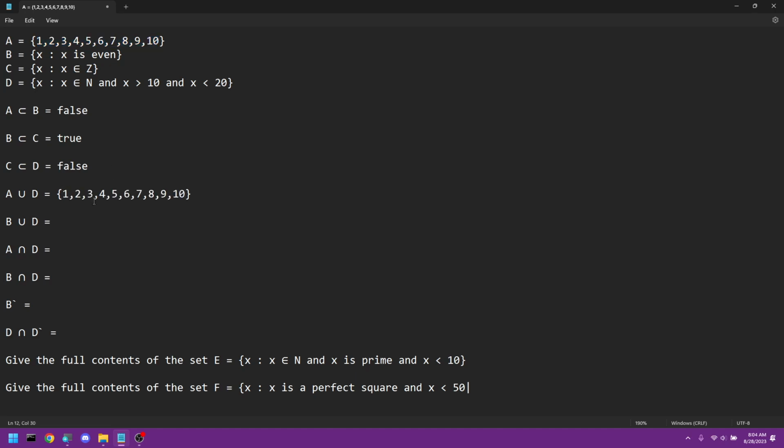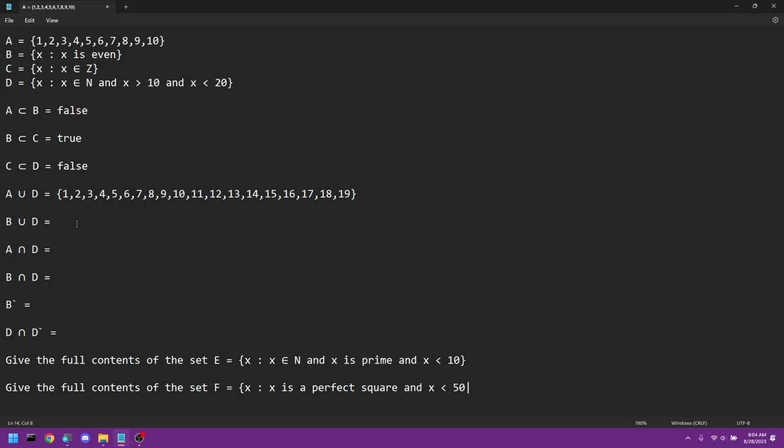Is 1, 2, 3, 4, 5, 6, 7, 8, 9, 10. And now we know that it's 11 through 19, so we can just copy these again and put commas behind them. So 11, 12, 13, 14, 15, 16, 17, 18, 19. There's our complete set. Of course, you could do 1, 2, 3, ... 19, but I want to give the full contents here.